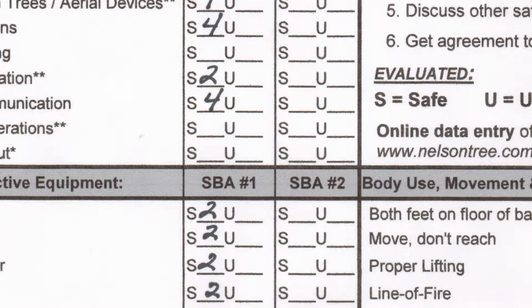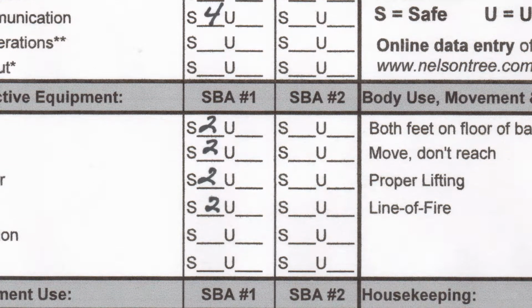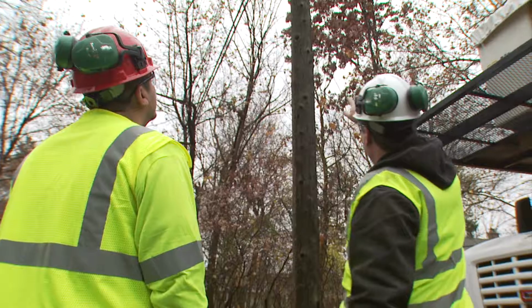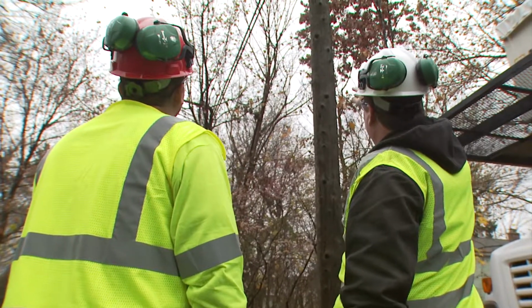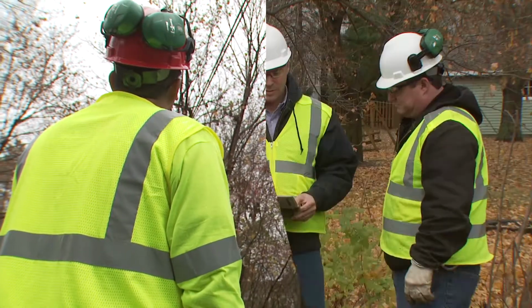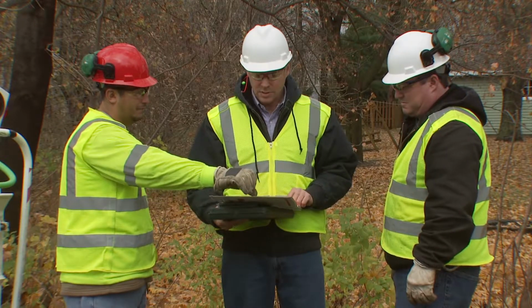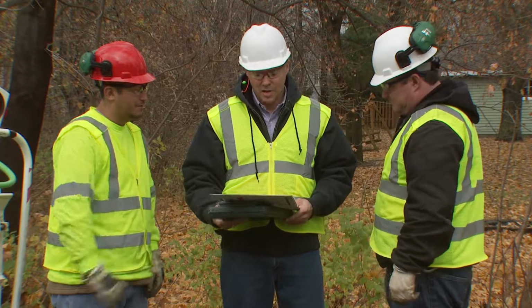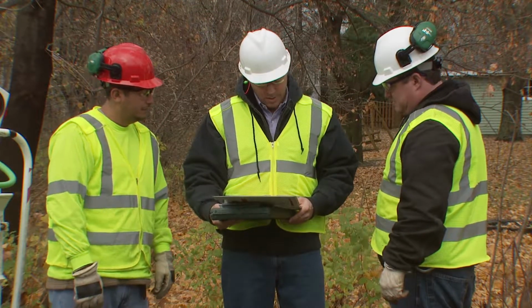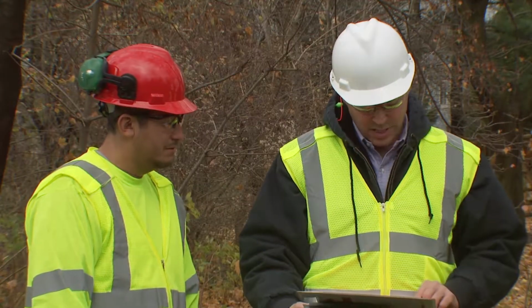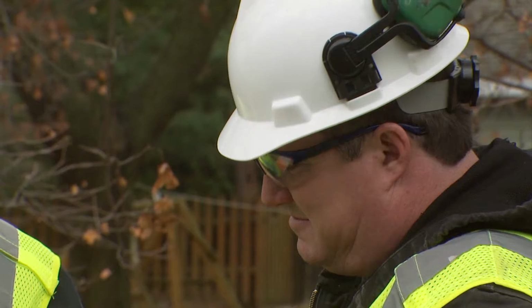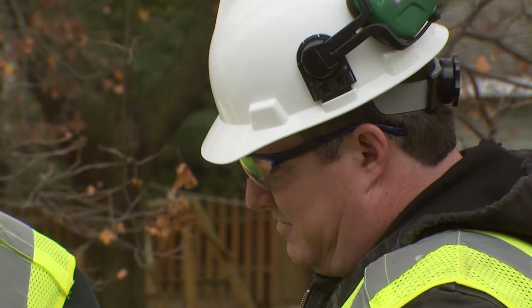However, there are 2 instances where findings don't have to be directly witnessed in order to be recorded on the SBA. The first instance is in determining the thoroughness of the crew's job briefing. In order to make a proper assessment, the evaluator will need to review the job briefing form and question crew members about their pre-work discussion.